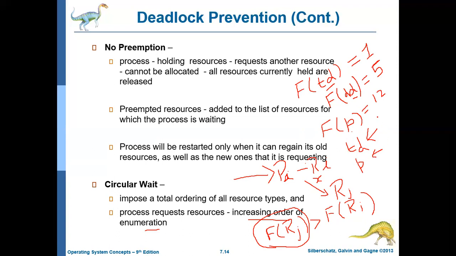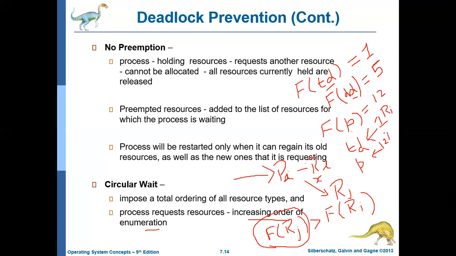So in this case, what is f of td? F of td is 1. So this 1 is nothing but ri. And what is f of p? F of p is 12. So this 12 is nothing but rj.